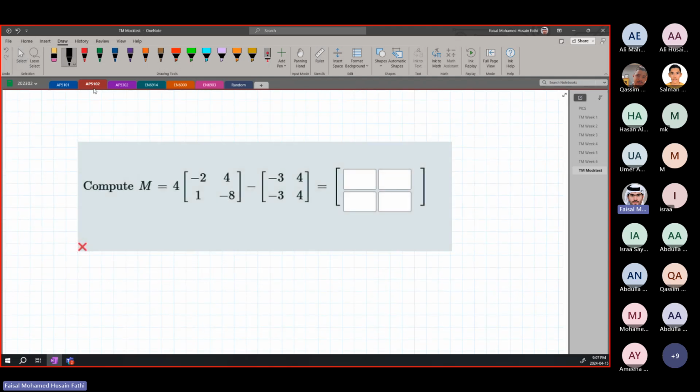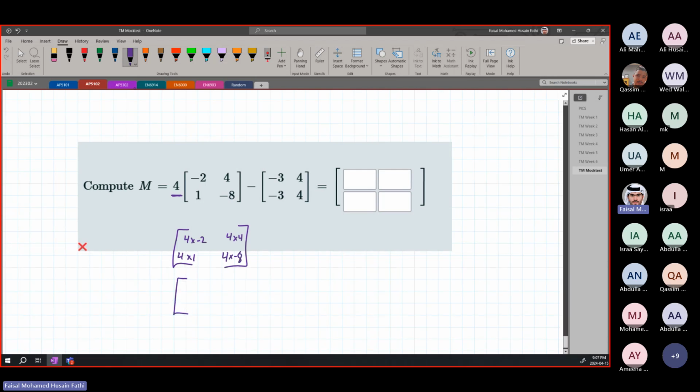Here, again, compute M. M is equal to this matrix minus this matrix. So remember, this is minus now. So you have to just make sure when you're doing the subtraction, you have to do minus. And make sure you are multiplying this 4 inside. So you have to distribute first. So this is going to be 4 times minus 2, 4 times 4, 4 times 1, and 4 times minus 8. Okay? This is how you would distribute this.